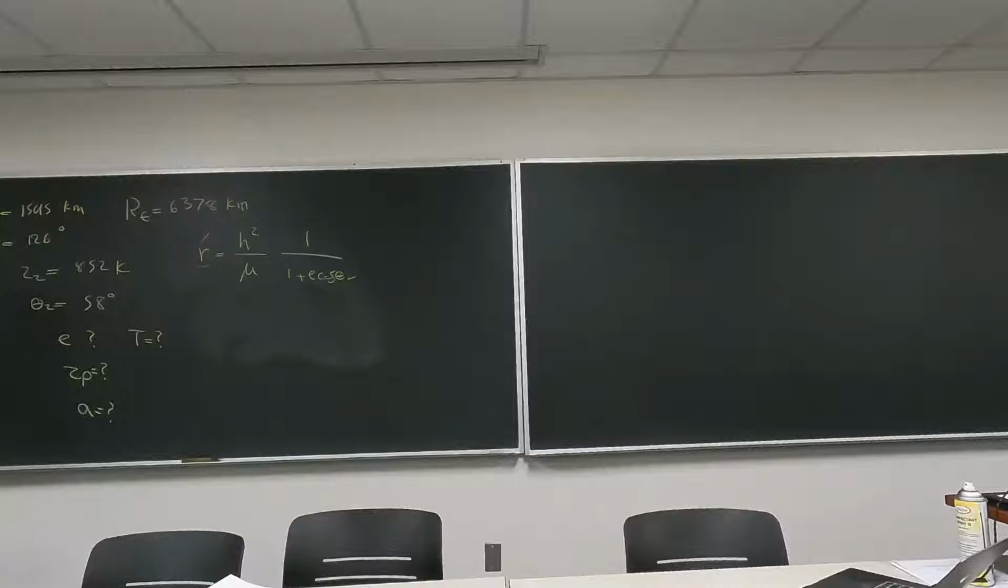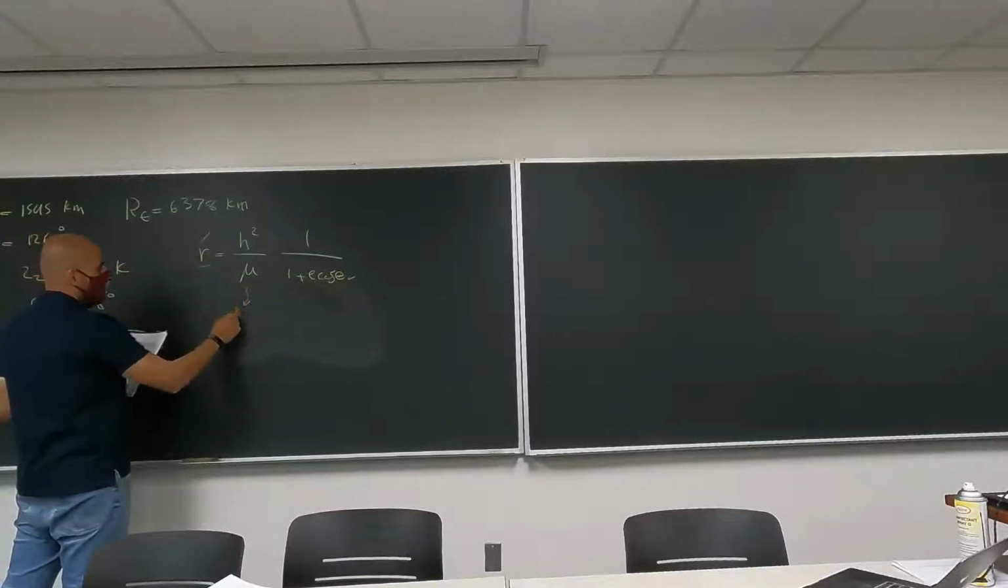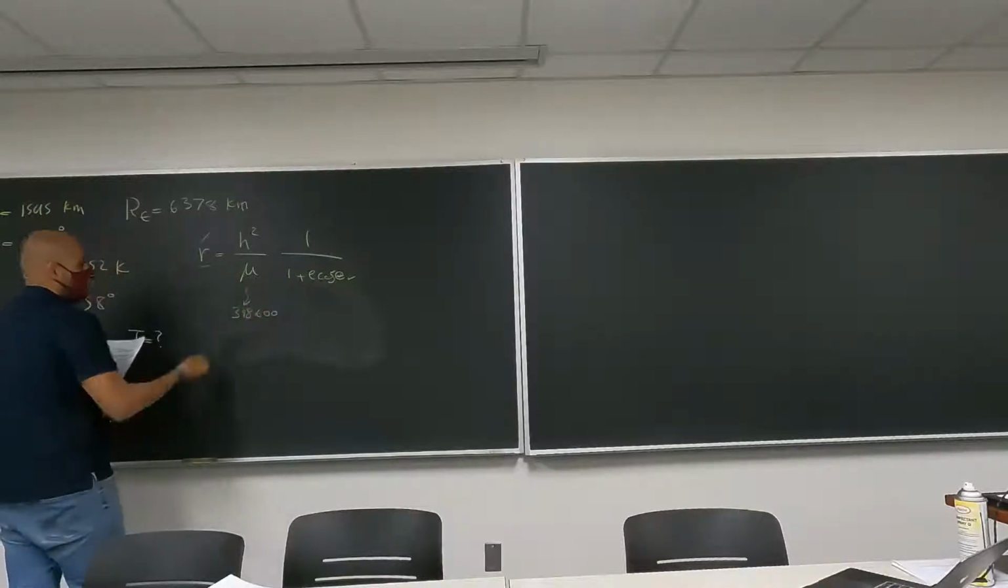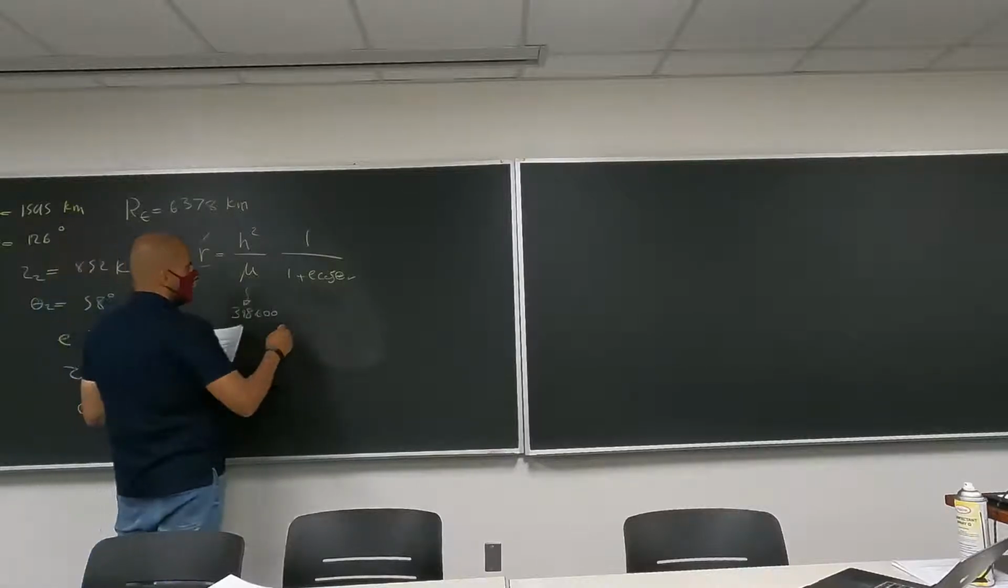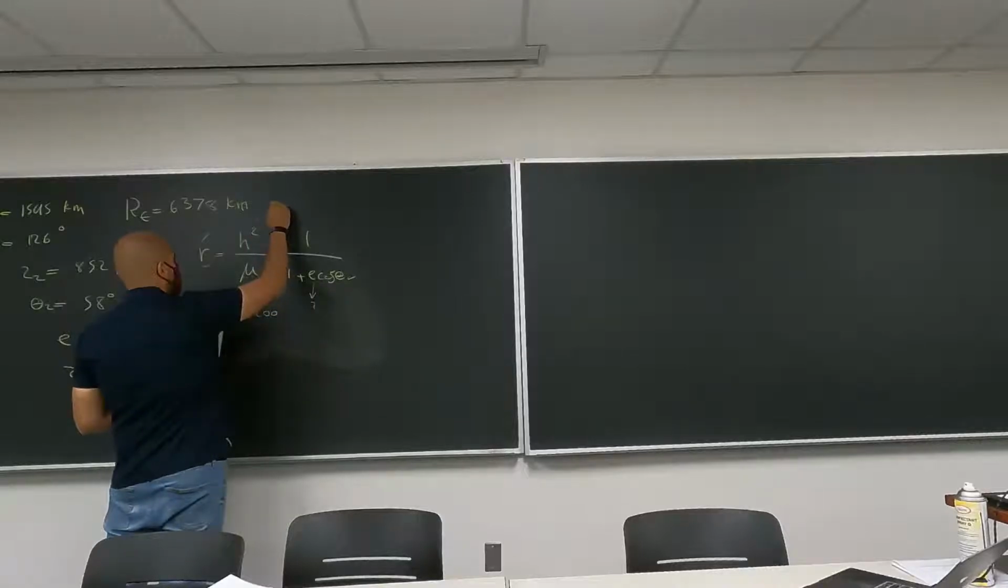Okay. Do we have mu? Yes, mu is the same. That was the value of 398,600, right? And that's just a constant value. It's just from F equals G multiplied by M1 M2 over r squared. We don't have eccentricity. We don't have h squared.